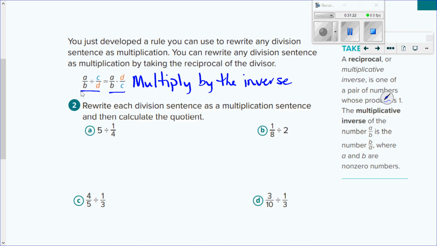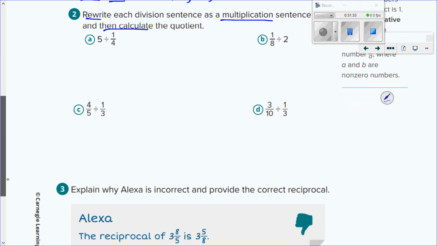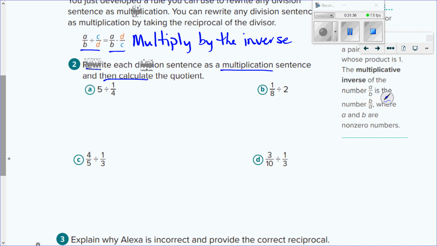The good news is we're at the point now where let's just do some math, okay? Rewrite each division sentence as a multiplication sentence and then calculate. So you've got 4 problems. Go ahead and solve them. Go.